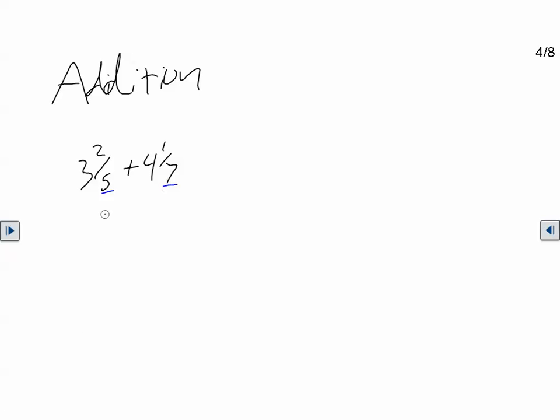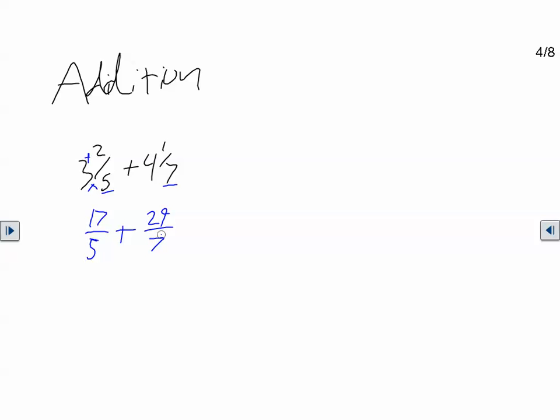They're also mixed numbers, and I'm always going to turn them into an improper fraction. So 5 times 3 is 15, plus 2 is 17, and we leave the original denominator. And then 7 times 4 is 28, plus 1 is 29, so that's 29/7. All right, we're getting some pretty ugly numbers here, but that's okay.